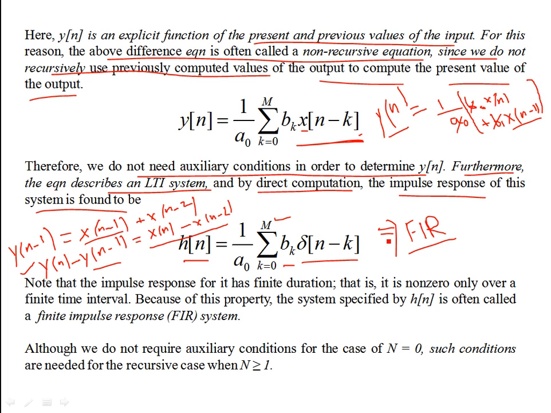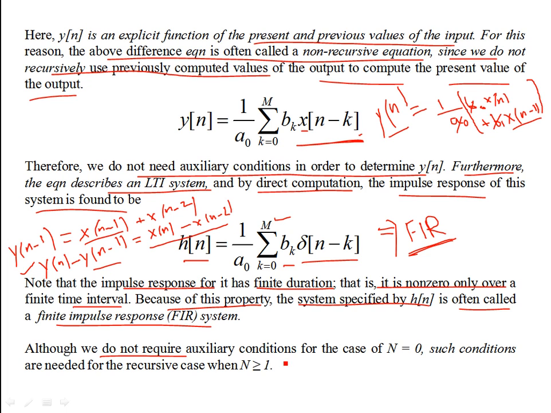So it doesn't mean that finite impulse response systems are always recursive. They could be non-recursive as well. The impulse response for it has a finite duration, that is, it is non-zero only over a finite time interval. That is what is implied by the term FIR. Because of this property, the system specified by h of n is often called an FIR system.